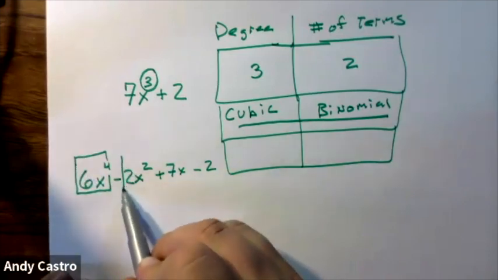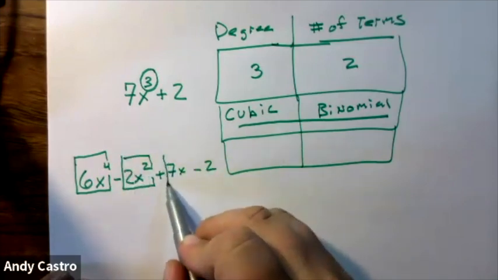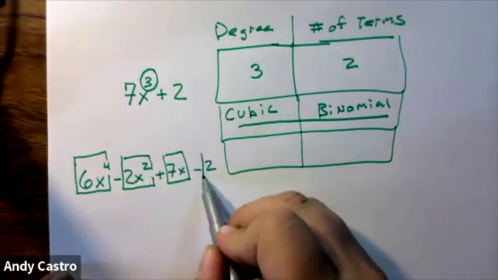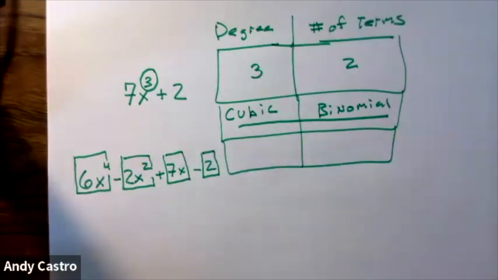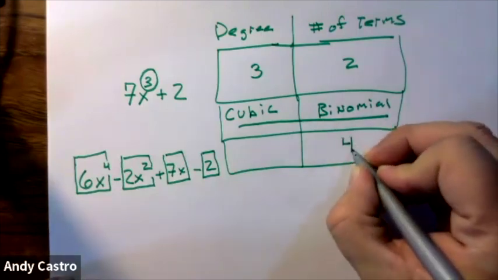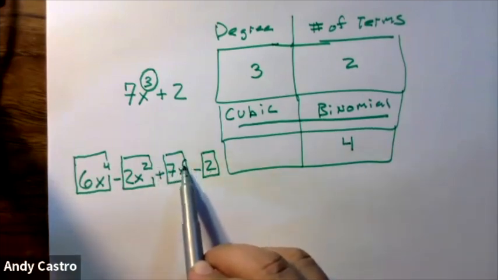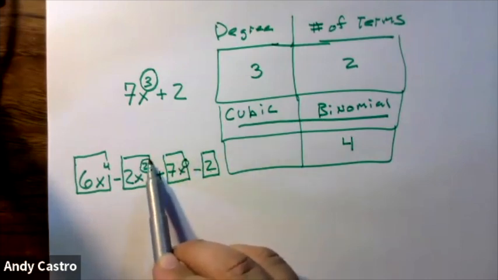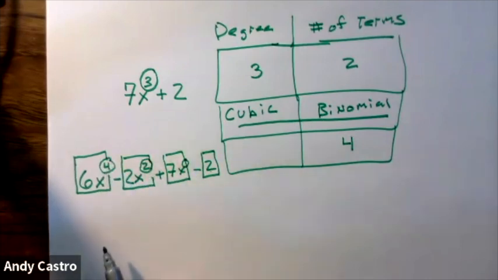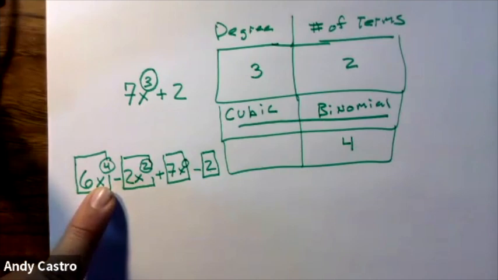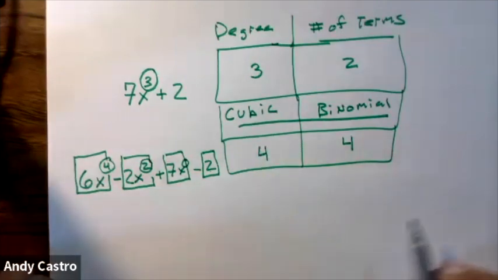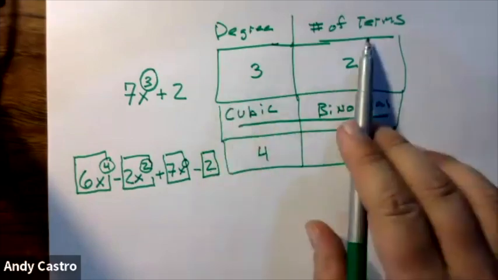1, 2, 3, 4. So I have 4 terms. All right. And then my degree. What is my degree? Well, I've got a 1 here. I've got a 2 here. And I've got a 4 here. So what is my highest one? My highest one is the 4. So that's going to go here. So it's 4 degrees and it's 4 terms.